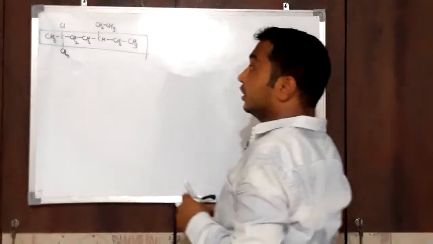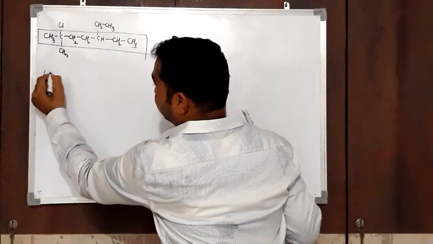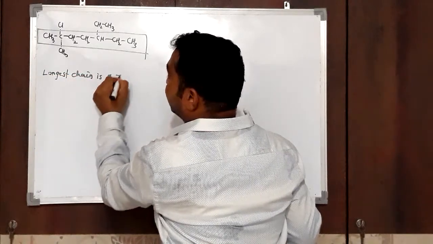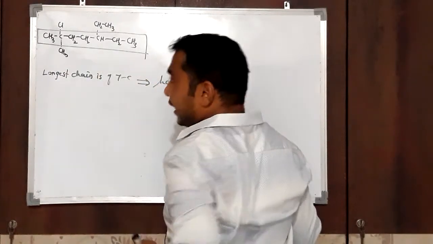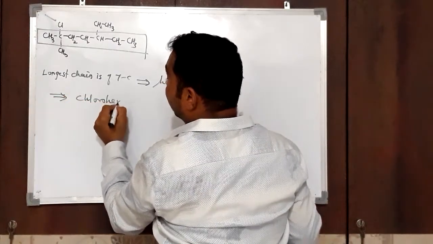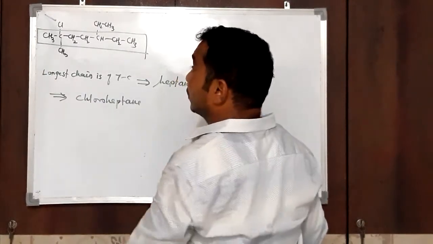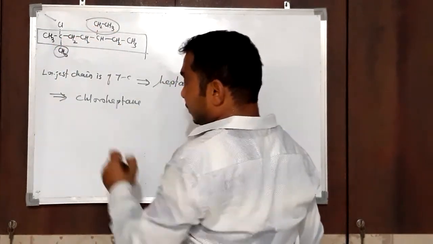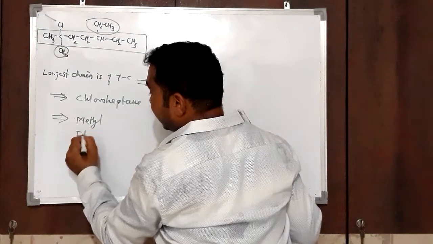How many carbons are present in the longest chain? 6. No, 7. 1, 2, 3, 4, 5, 6, 7. The chain is of 7 carbons. 7 carbons means heptane. And the halogen atom chlorine is present. So, chloroheptane. So, the parent name of this alkyl halide is chloroheptane. And now the substituents: these are the substituents, a methyl group and here an ethyl group. Ethyl, methyl. Two substituents are there. One is methyl and the second is ethyl.